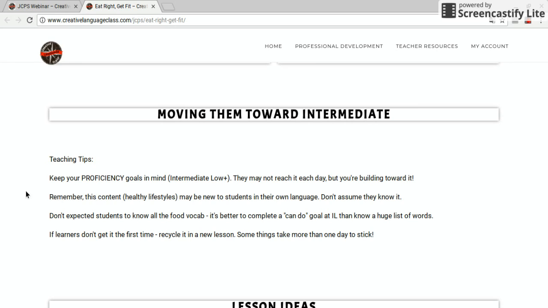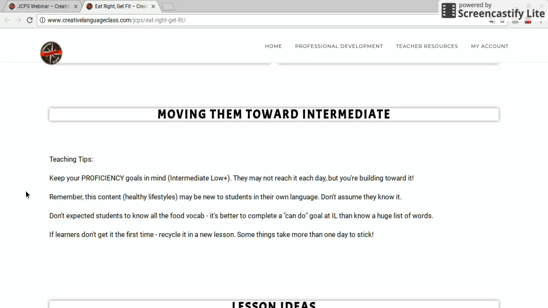I would also encourage you to not start with just the food vocabulary. They can learn it in context as they go. Instead of making students learn 50 words and all these different categories of foods, they can learn it little by little. I would rather see a student complete a can-do goal at that intermediate low than know 100 different words before you even get into the content.